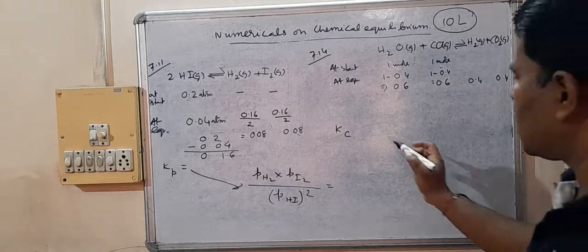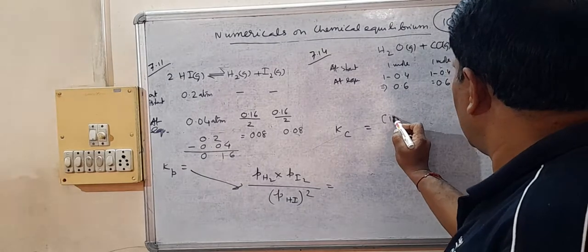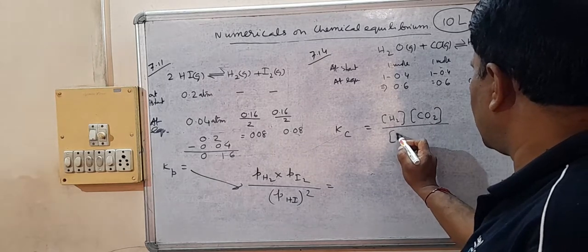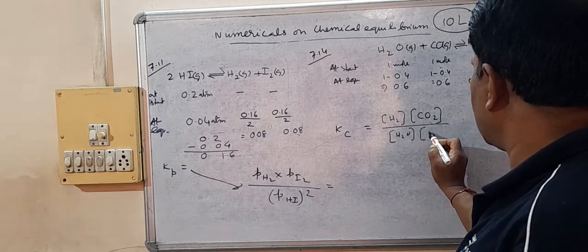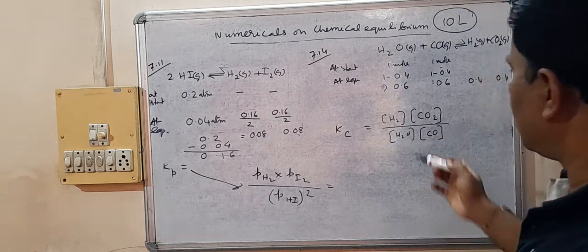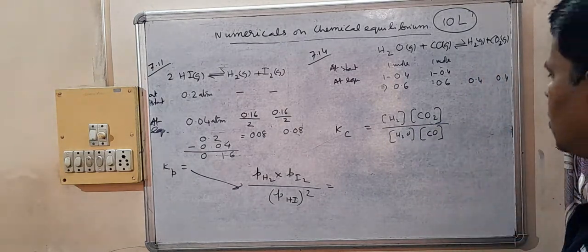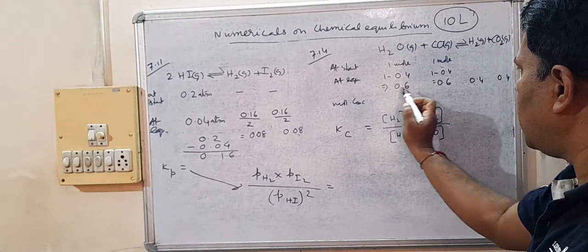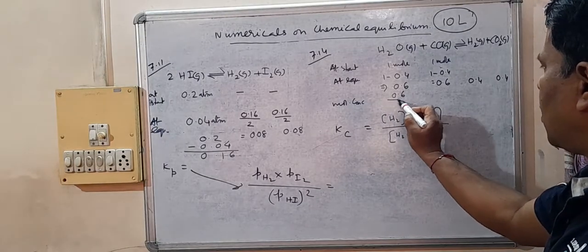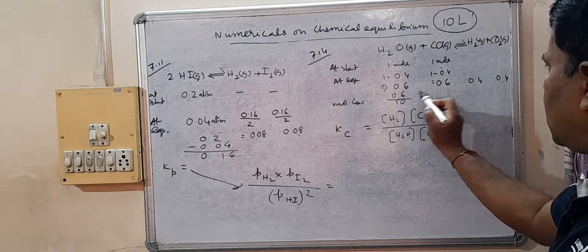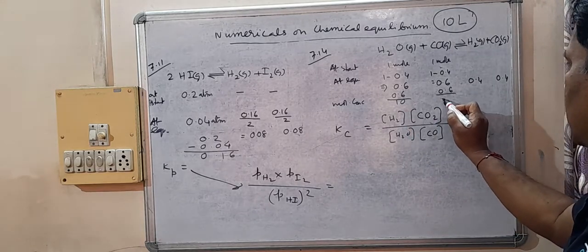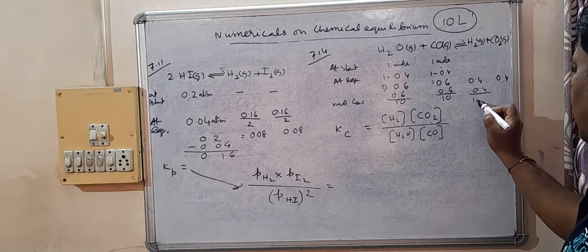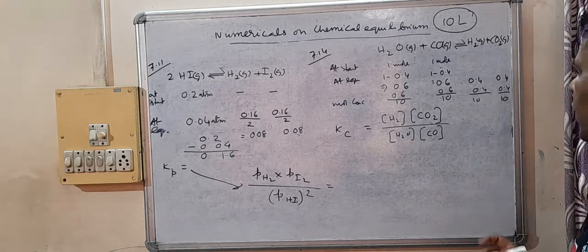Now the Kc expression will be molar concentration of H2 times molar concentration of CO2 by molar concentration of water times molar concentration of CO. Molar concentration is moles by volume. So molar concentration of each of these will be moles by volume of the flask. All of them have volume 10. So it is 0.6 by 10 for water and CO, and 0.4 by 10 for H2 and CO2.